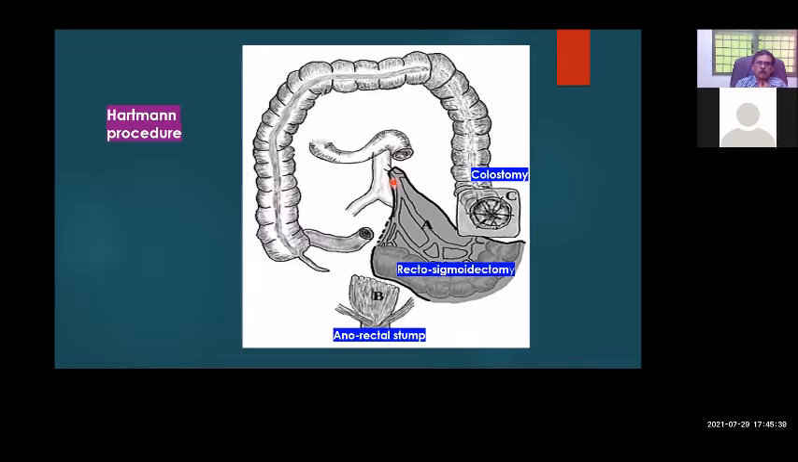Okay, this is a diagrammatic view of Hartmann's procedure. This is the rectosigmoid colon, which has been removed. The anorectal stump is sutured and left behind. And your descending colon, the end of the descending colon, stump C, is then brought out as a colostomy.